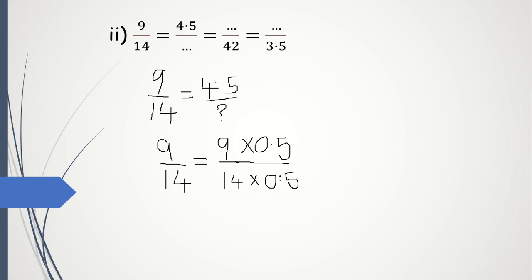So multiply numerator and denominator. Now 14 into 0.5 is going to be 7. Half of 14 is 7, right? So that's going to be 7. And here we will have 4.5. 9 fives are 45. So here we have to write the answer 7. And you can put a box for that.